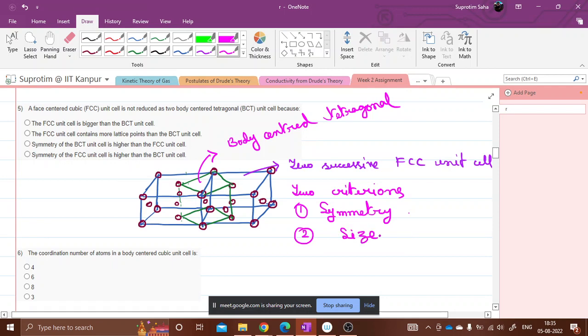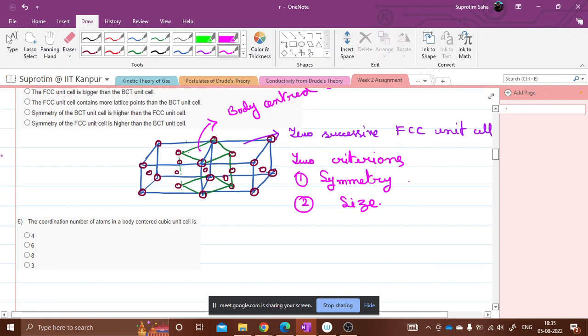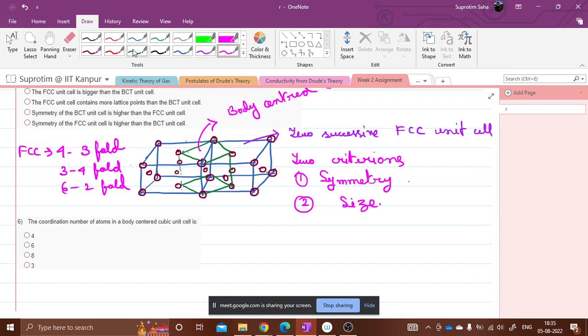All right. So for face-centered cubic, what are the symmetries you have? I'll just quote: 4 3-fold axes and 6 2-fold axes. But for your BCT, the body-centered tetragonal, it's only one 4-fold and two 2-fold. All right, this you learn from the lecture.